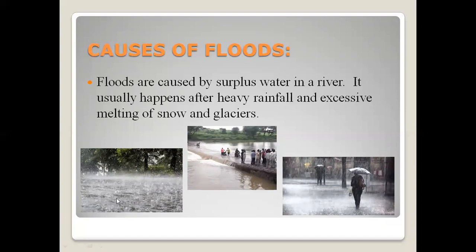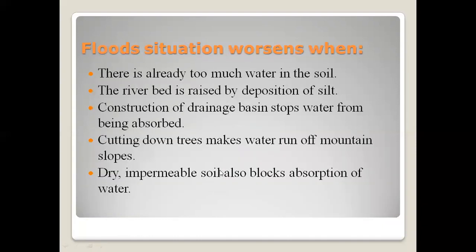As you can see here, heavy rainfall is shown, and you can see the overflowing of water from the river. Okay, a flood situation worsens when there is already too much water in the soil, so that it cannot absorb more water, or the river bed is raised by deposition of silt. Yes, when there is more silt at the bottom of the river, it will raise the surface of the water. Or construction of a drainage basin also stops water from being absorbed.